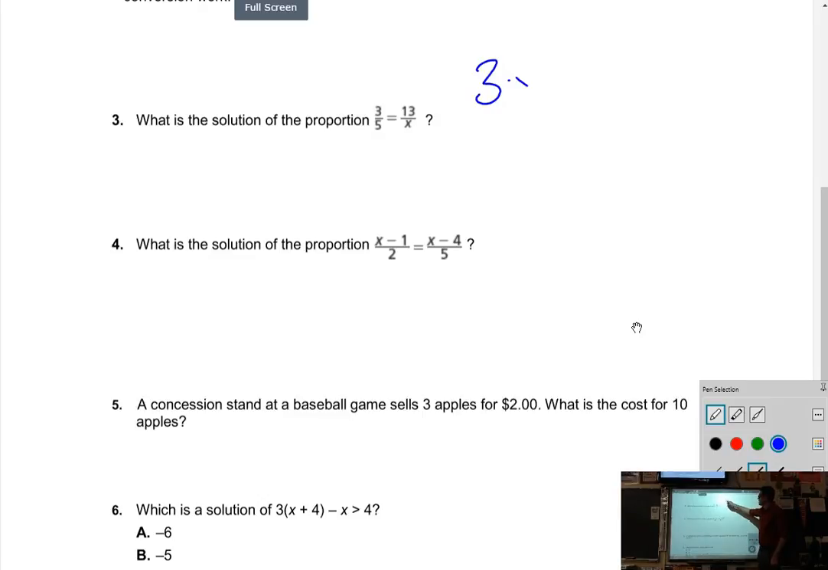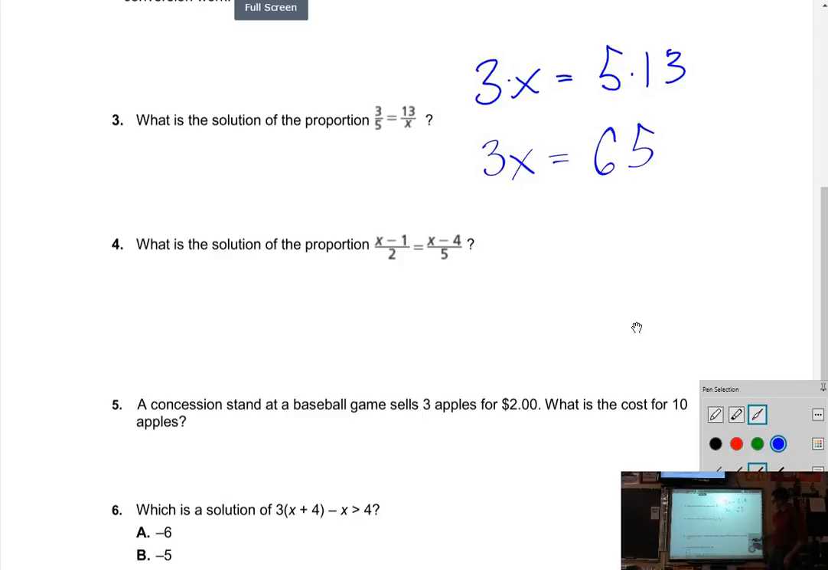So we're going to do 3 times x equals the 5 times 13. So you're setting your cross products equal to each other. I get 3x equals, don't use your calculator, 5 times 10 is 50, plus another 5 times 3 is another 15. So that is 65. To get rid of this multiplication, I'm going to divide. Now again, don't touch your calculator. Making your life way too easy.